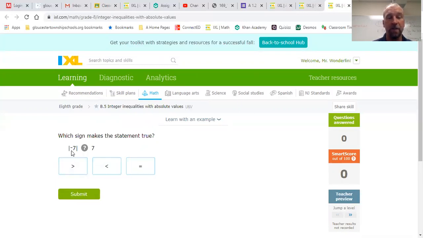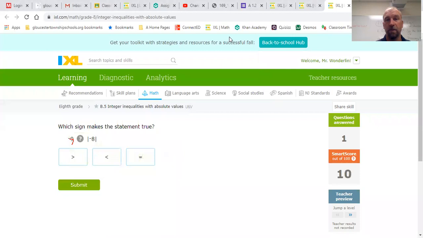All right, and last but not least, now we'll put those two skills together. I have absolute value, and I have to figure out whether it's greater or less, or equal in this case, possibly. So for negative 7's absolute value, remember absolute value makes all the numbers positive, so the absolute value of negative 7 would be 7. This number is 7. And this number is also 7. So that means that if I'm comparing these numbers, they are equal.